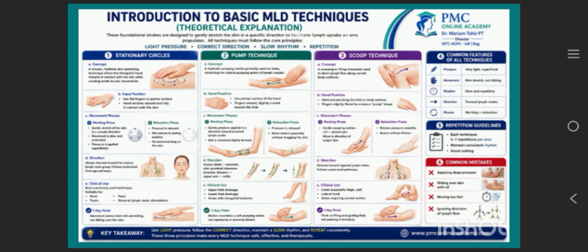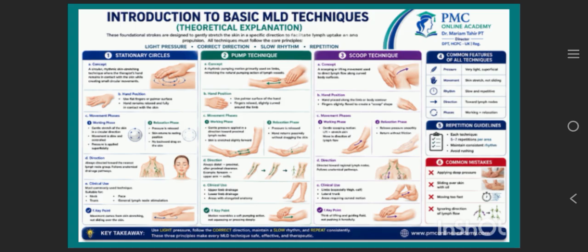So what is the concept of this pump technique? A rhythmic pumping motion primarily used on limbs, mimicking the natural pumping action of the lymph vessels. Hand position of this pump technique: use the palmar surface of the hand, fingers relaxed, slightly curved around the limb. Movement phases, same as the previous: working phase and relaxation phase.